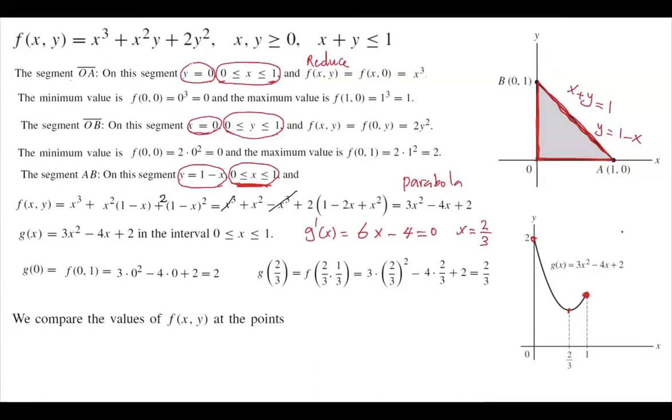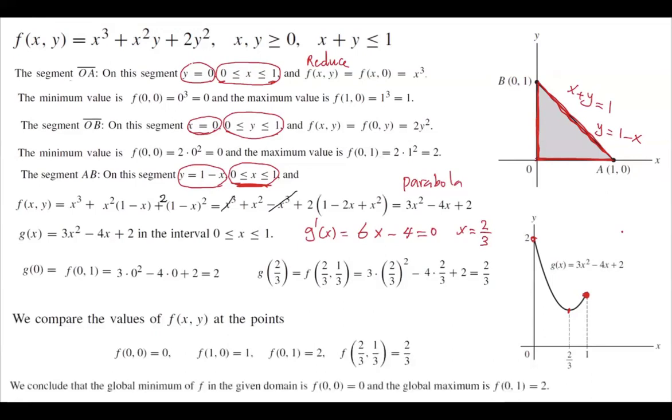So now you can compare all of these values from the previous page, from this page, from this slide, to make a decision about the maximum and minimum value of your function. F at 0 and 0 is equal to 0. F at 1 and 0 is equal to 1. F at 0 and 1 is equal to 2. F at 2/3 and 1/3 is equal to 2/3. So we can conclude that the global minimum of this function is 0 and the global maximum of the function is 2.